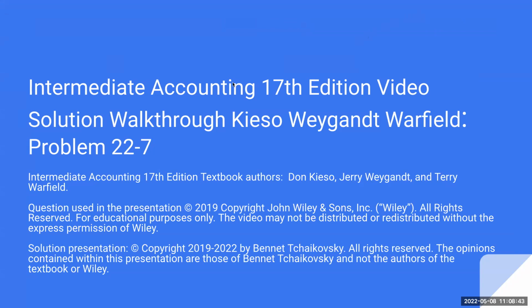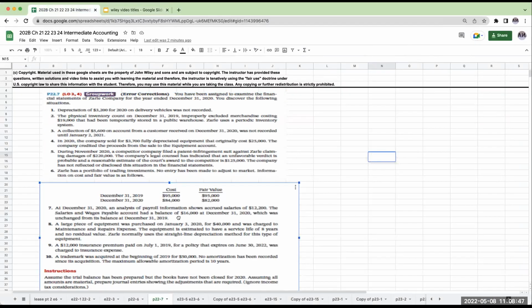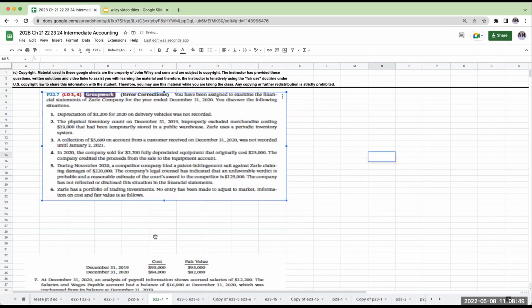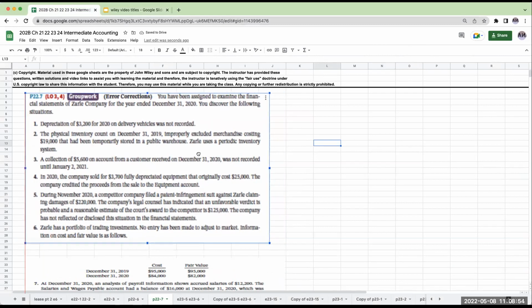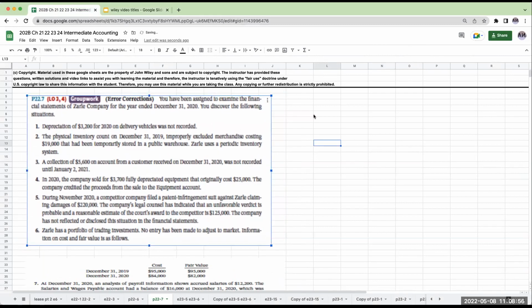So let's go through and have some fun. Okay, so we're right now over here. We are dealing with some error corrections. So we have over here, you've been assigned to examine the financial statements of Zarl Company.